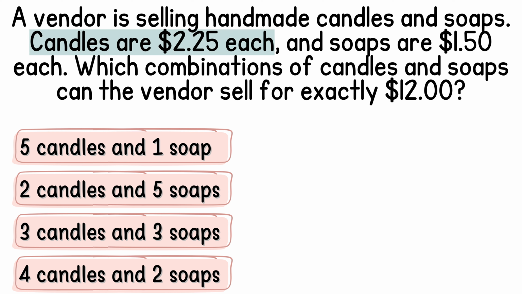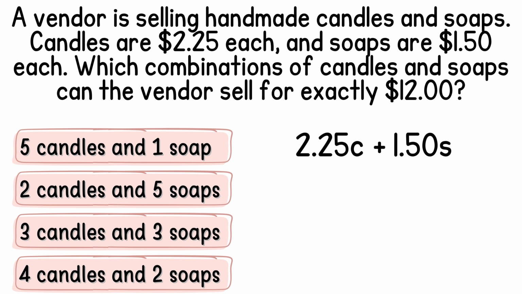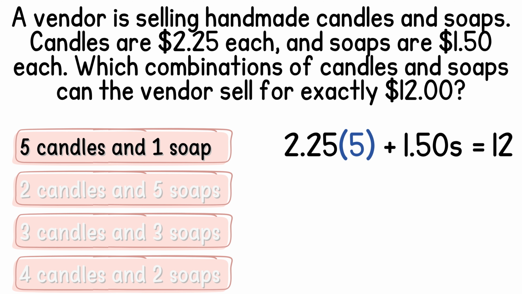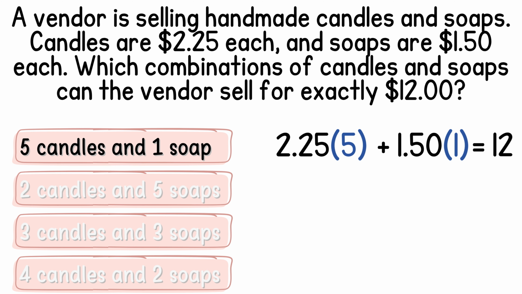First, we need to make an equation for this story, though. We know that candles are $2.25 each. So we can represent this as 2.25C. And we know that soaps are $1.50 each. So we can represent this as 1.50S. Since we know we want them to sell for exactly $12, we'll set our equation equal to 12. Now let's go through our options and see which ones will give us exactly $12. We'll start with 5 candles and 1 soap. So we'll replace C with 5 and S with 1. Now we can evaluate to see if we get $12.